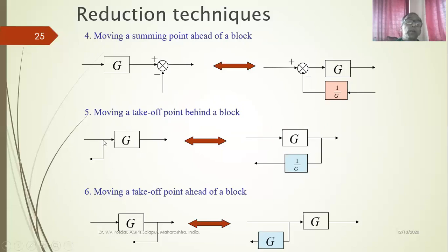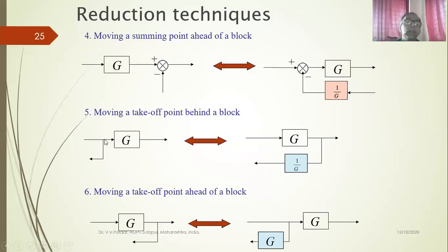So the takeoff point is like this. This is the takeoff point. In other words, taking the block inside the loop here also. Moving a takeoff point behind a block. When I want to move this takeoff point here, I can move it here, but I have to put 1 by G in the feedback path.